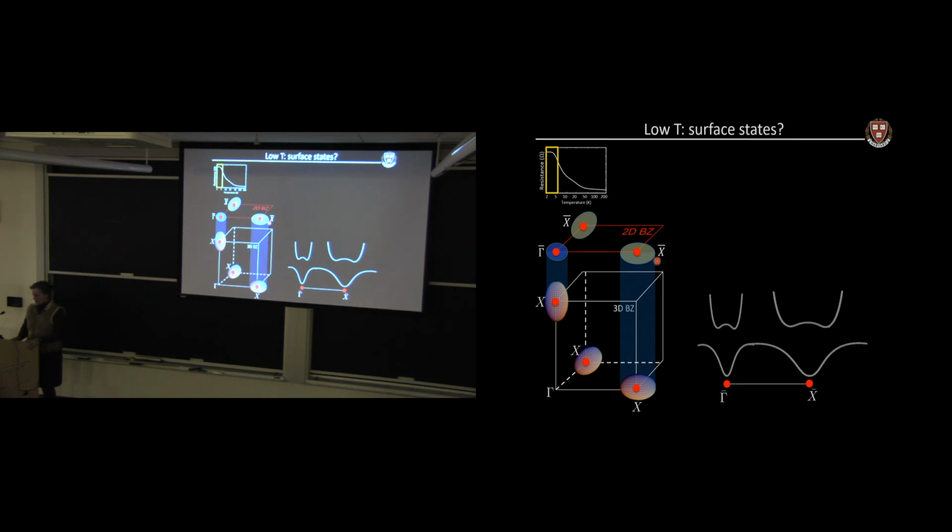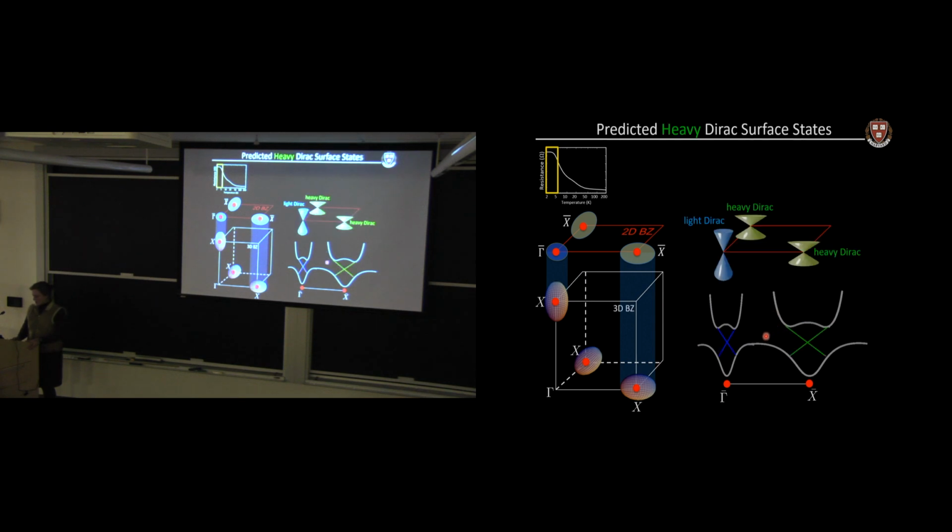And so if I just take a cut along this line here, and I look at the filled bands, here's the Fermi level, and these are the empty bands, I would expect two different kinds of surface states. I would expect steeper ones for the skinny bands, and shallower ones, or heavier ones, for the wider pockets.